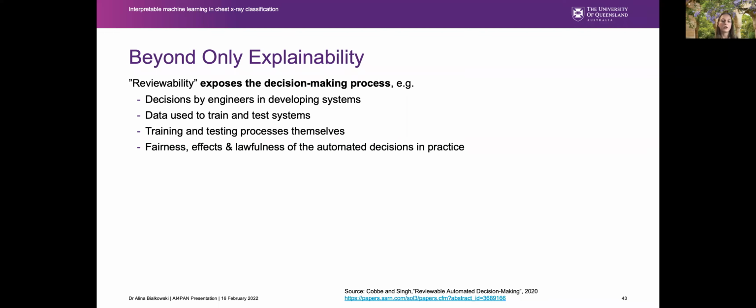the data that was used to train and test the system, how we actually went about training and testing, and then also the fairness, the effects and lawfulness of the automated decisions in practice. So that's also really, really important. So that allows us to then build up other people's research as well as have a full understanding of the full process beyond just looking at, for example, accuracy metrics or these featured visualizations.